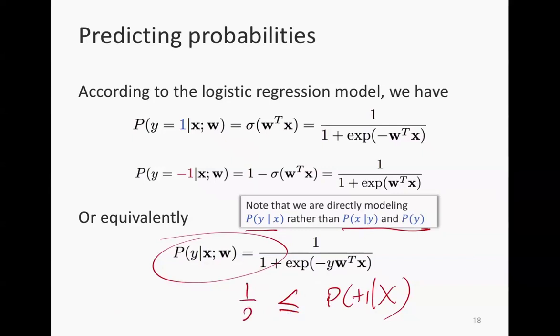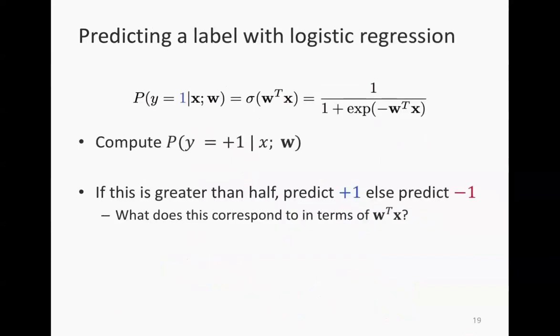If the probability of +1 is more than half, then you predict +1. If the probability of -1 is more than half, then you predict -1. Seems intuitive. So if you compute the probability of +1 given x and your current parameters, and it's more than half, then you predict the label is +1. Otherwise, of course, the probability of -1 is going to be more than half, and you predict the label is -1.